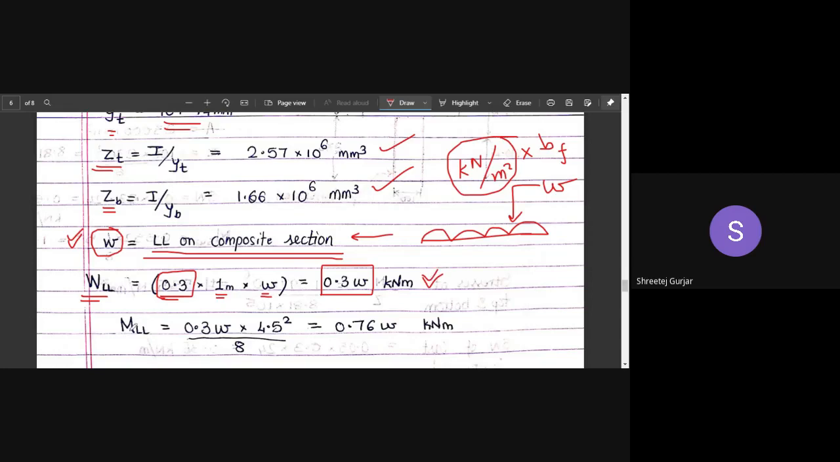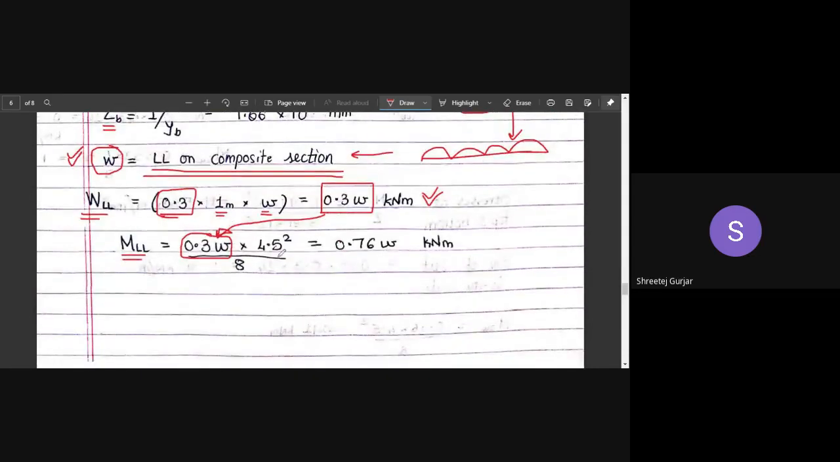So similarly, we can calculate the moment due to live load, substituting it as it is, right? 0.3 w, we shall substitute it as it is. Even if we do not know, we will keep it as it is. So simplifying this, we will get the moment due to, sorry, this is per meter. This is 0.76 w kilonewton meter.